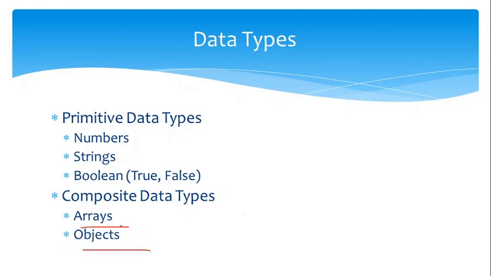A composite data type is not a primitive data type, it is derived from the primitive data types, that is array, object, function, structure, union. All those things will be composite data types. So composite data types are arrays and objects. So this is about the data types. And different data types have different sizes of the variable.